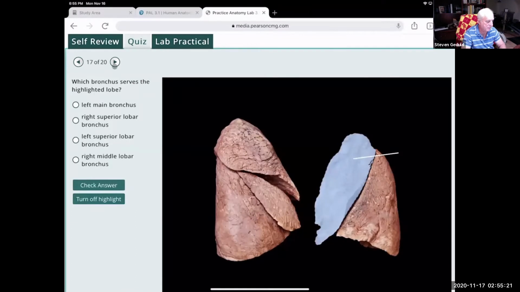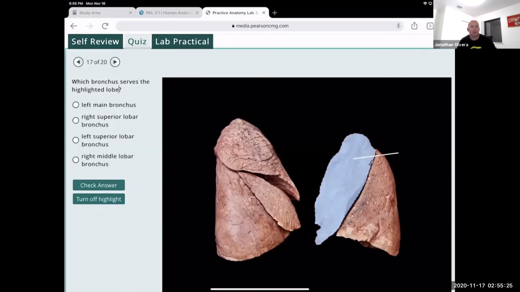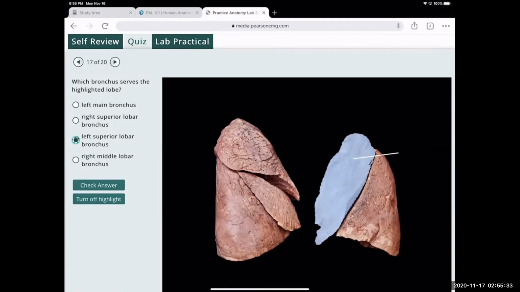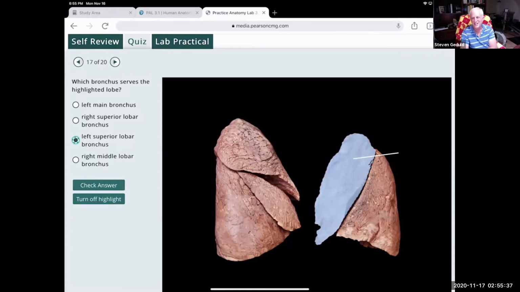And what bronchus serves the highlighted lobe? Left superior. Okay, so this would be the left superior lobar bronchus. Everybody see why? Because it's the top on the left. You got it. It's the top on the left. It's the best way to put it.